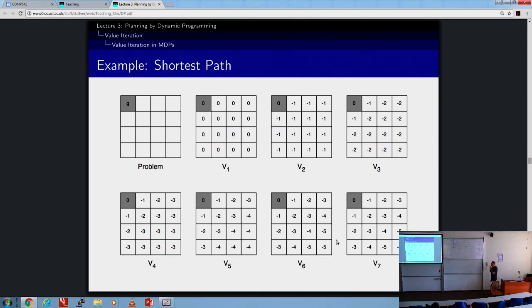Any questions about value iteration? So far we have 2 algorithms to find the best policy on a given toy problem. Policy iteration, value iteration.